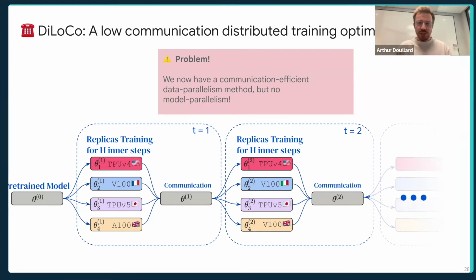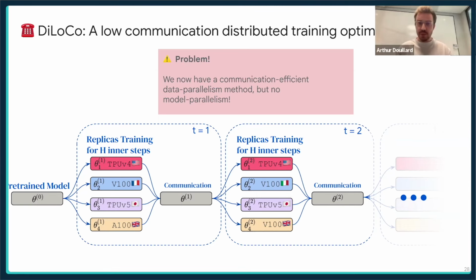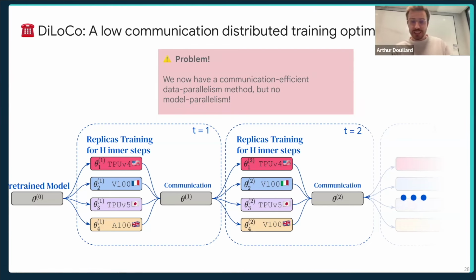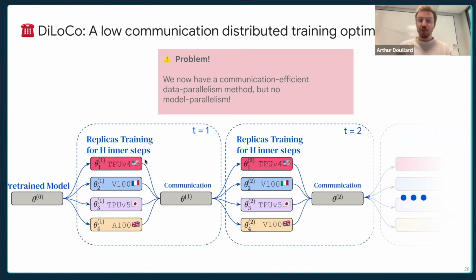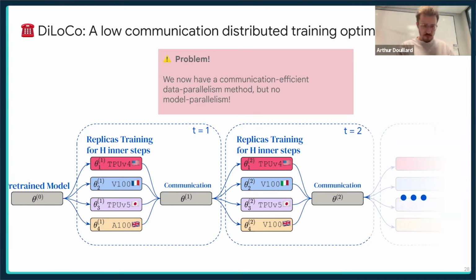This is not exactly what we want, because now we have a communication efficient data parallelism method where we distribute data across replicas, but we don't have a new kind of model parallelism in a way, because in that situation, in DiLoCo, we still require that each replica should be able to fit on your device or your amount of devices.